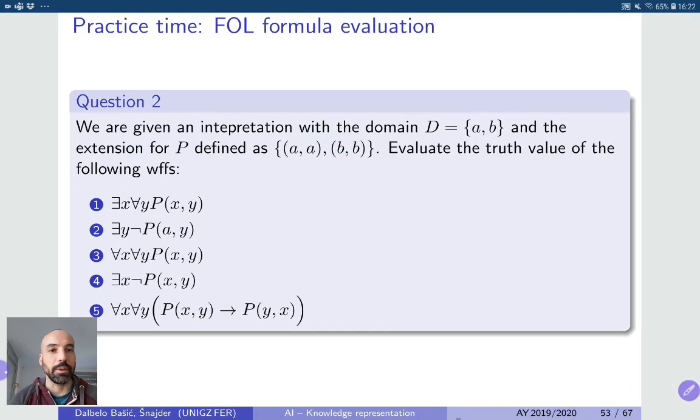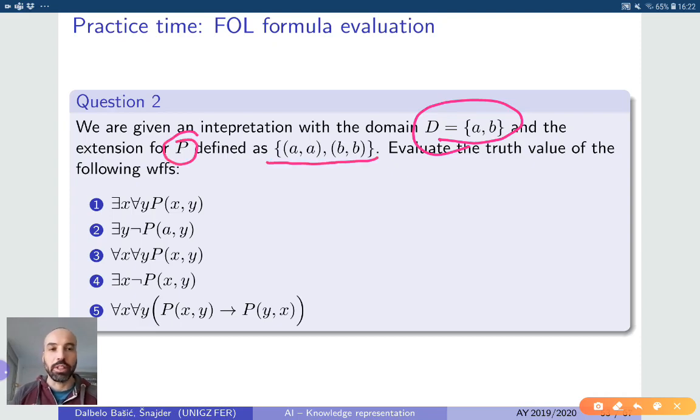Let's look at another example. In this example, we are given an interpretation, and we are given 5 formulas, and we need to evaluate if the formulas are true or false in this particular interpretation. The interpretation is quite simple again. It contains a domain with only 2 elements, and there is going to be a predicate symbol P, and this is its extension, which essentially means that for these 2 combinations of this binary predicate, the predicate is true, otherwise it's false.